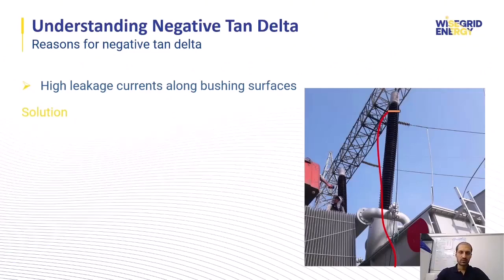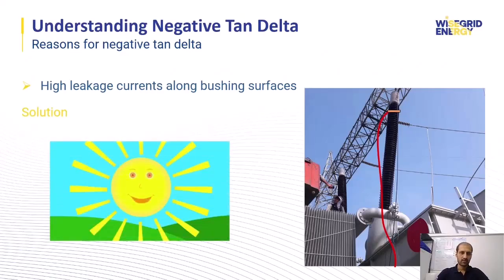For solutions to these problems, firstly, clean the surface of the insulation thoroughly before testing. Secondly, avoid testing during rainy or highly humid weather conditions. Wait for sunny and dry conditions, and use the guarding technique. For example, you can attach a metallic strap below the HV terminal of the bushing. I mean something like this, and connect it to the guard terminal of the test device.